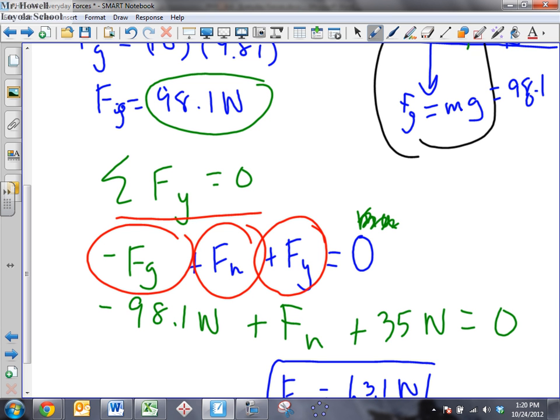Molly? Paul? How does the Fg become negative? All we look at on our free body diagram, Paul, is the direction of the arrows.